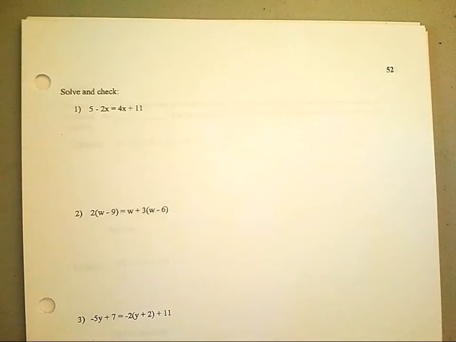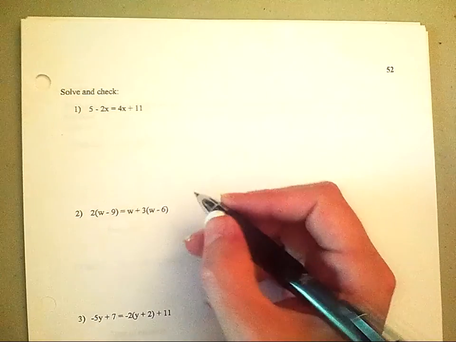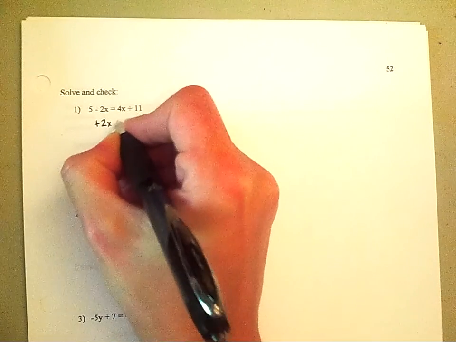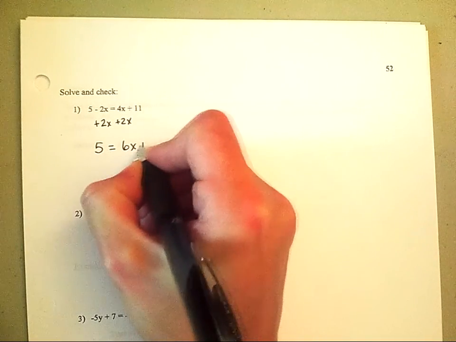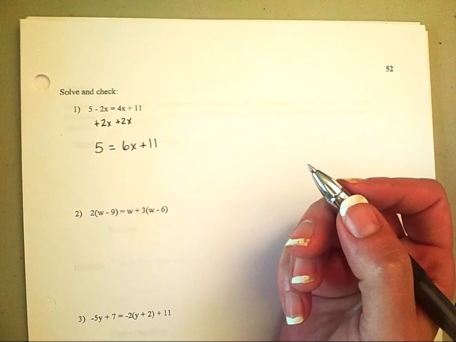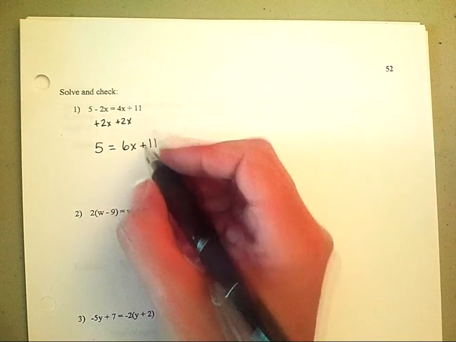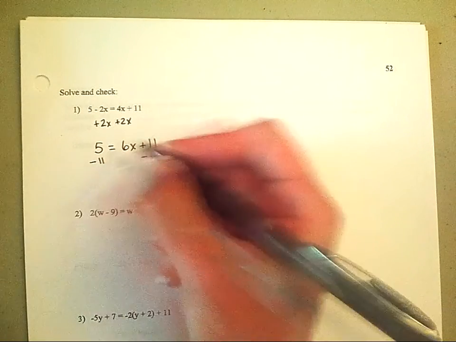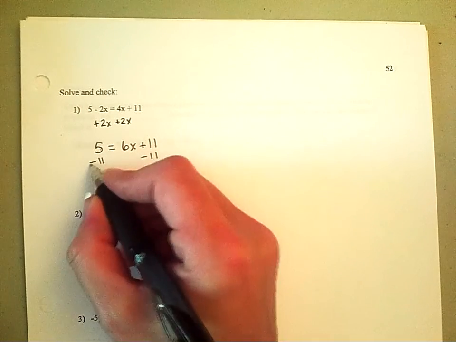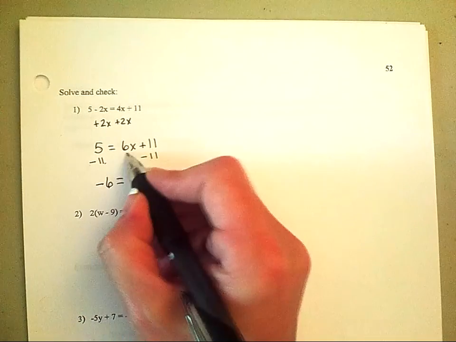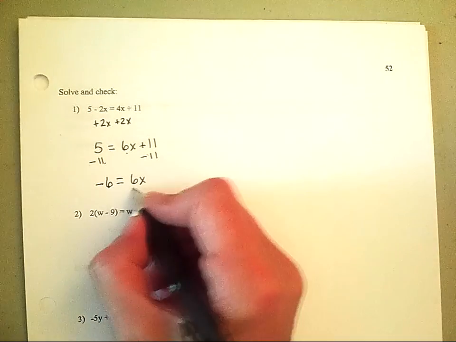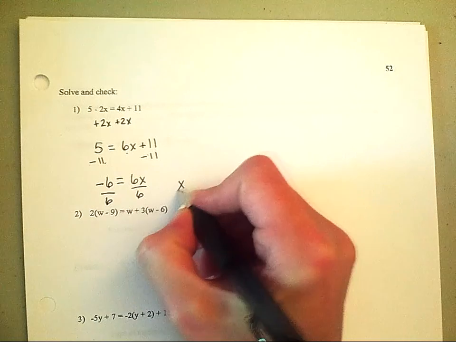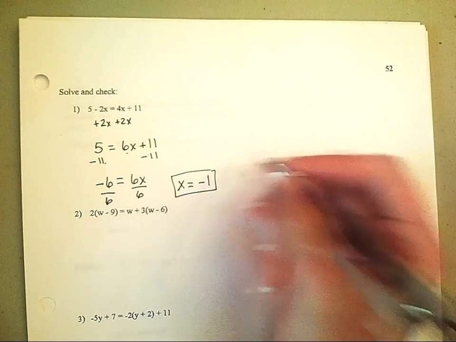Okay, so here's some more. Let's solve and check. So in this case, let's add 2x to both sides. So we have 5 is equal to 6x plus 11. And now undoing what's happening, we'll subtract the 11. So 5 minus 11 is negative 6. On this side we have 6x. Now dividing by 6, we get x is equal to negative 1.